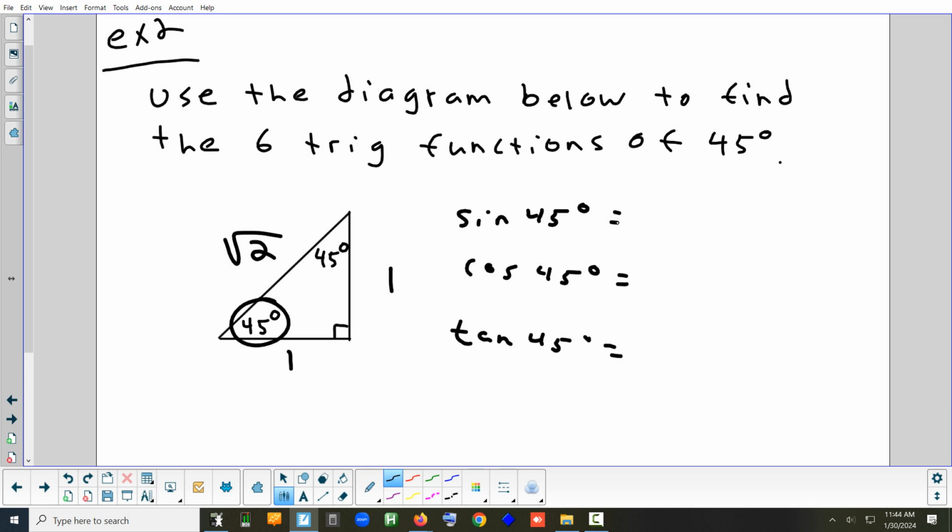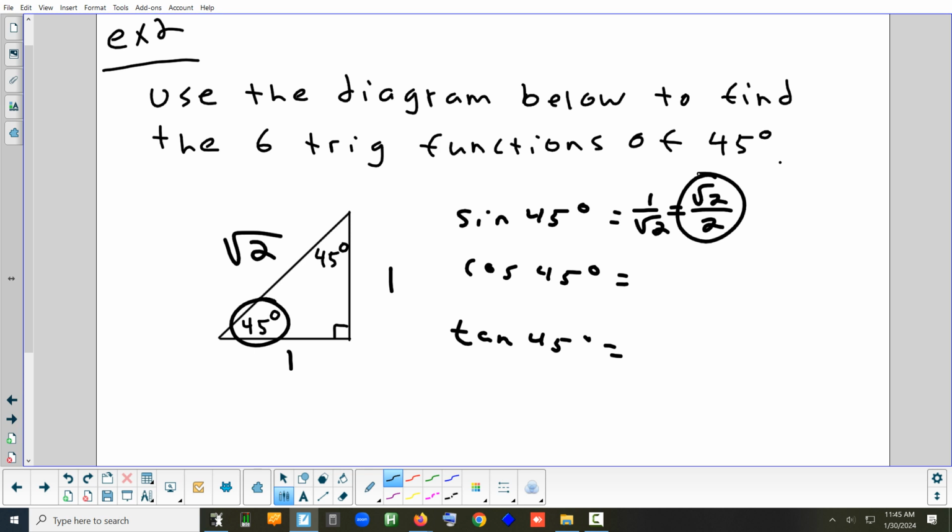Alright, so let's start with the sine. What's going to be the sine of 45 degrees? So 1 over square root of 2. Perfect. It's going to be 1 over the square root of 2. And can someone tell me what you get when you fix that? Square root of 2 over 2. Yep, perfect. Square root of 2 over 2.